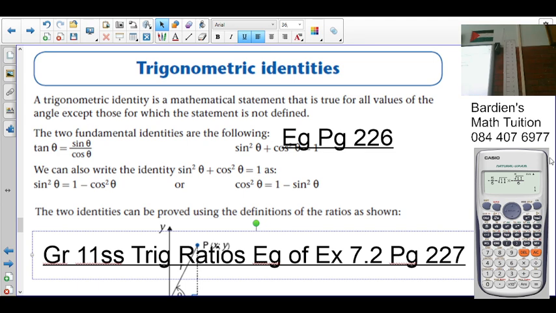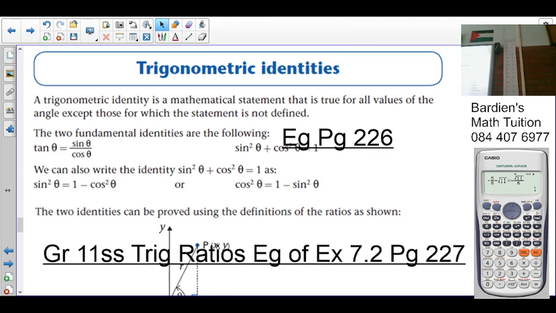This is also something we dealt with last year. Did we do trig ratio identities last year? No, okay. A trigonometric identity is a mathematical statement that is true for all values of the angle except those for which the statement is not defined. When is something undefined? When the denominator is 0.